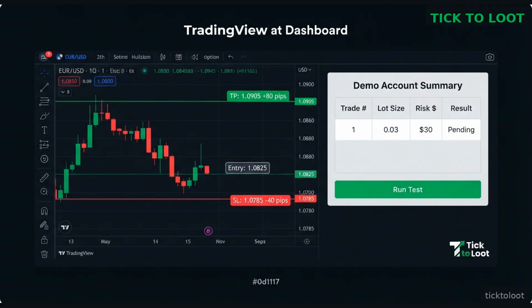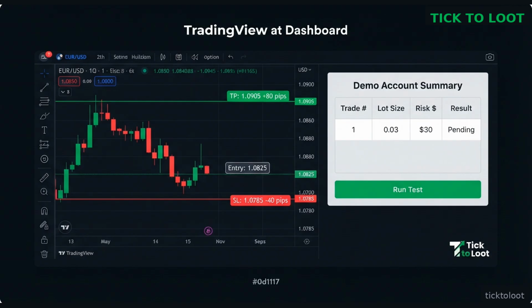Next, pull up the Euro to US dollar chart, which we'll use for our example. Suppose you see a clear bullish signal. The price has just bounced off a support level at 1.0800 and is heading upward. You decide to enter a long trade at 1.0820 with a stop loss 40 pips below at 1.0780 and a take profit 80 pips above at 1.0900.